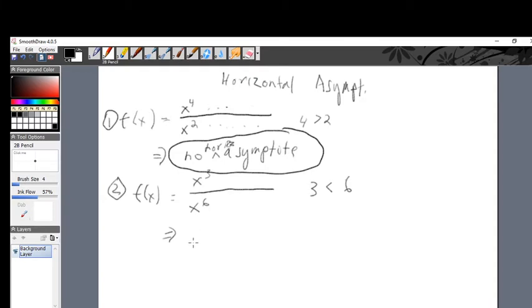What you conclude over here is that the horizontal asymptote is y equals 0. It's actually the x-axis itself. y equals 0. That's the horizontal asymptote. Okay, and there's a third case.